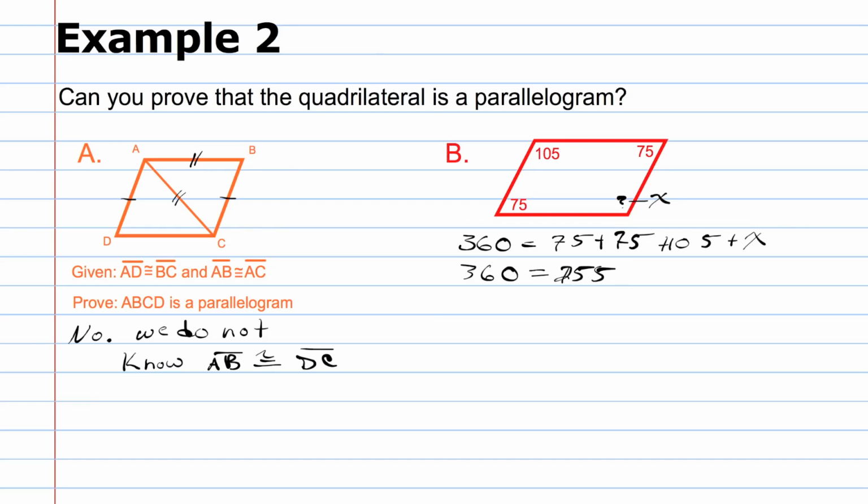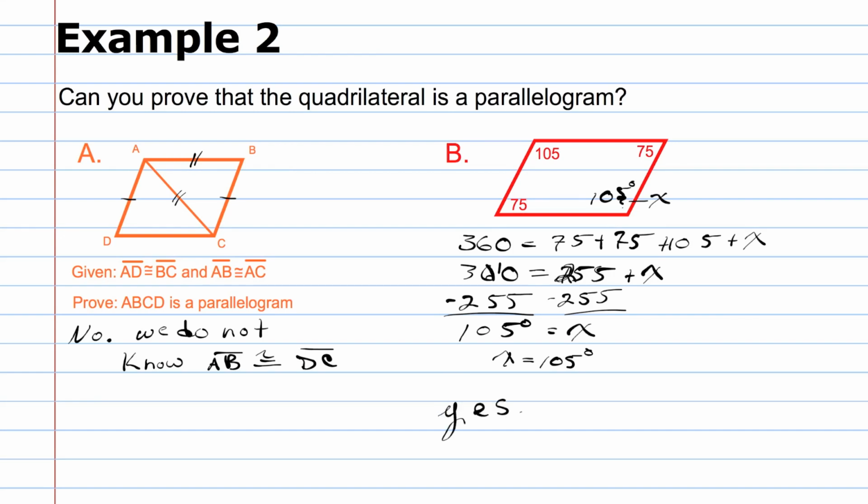Then I subtract 255 from both sides. And when I complete that subtraction, I end up with the missing measure as 105. So since I can show that opposite angles of this quadrilateral are congruent, then yes, I can determine that it is a parallelogram.